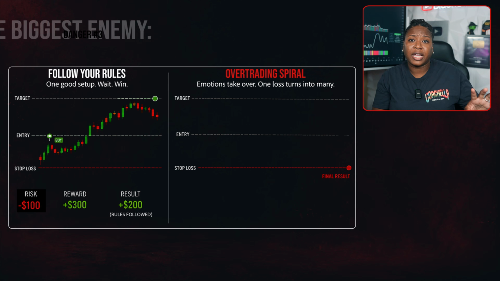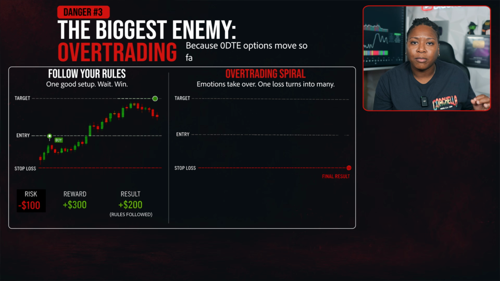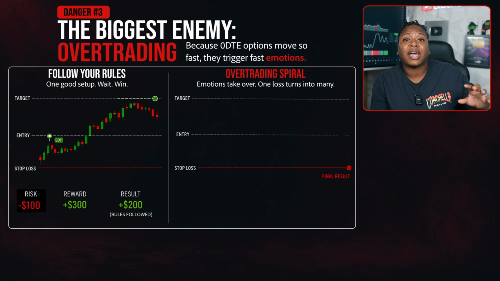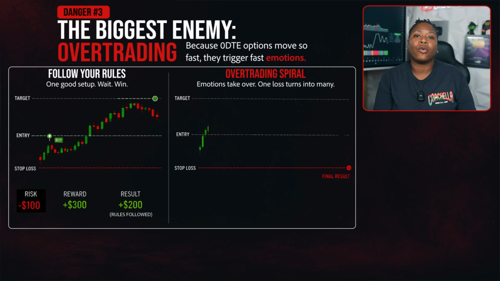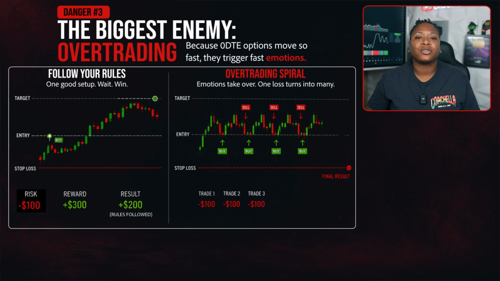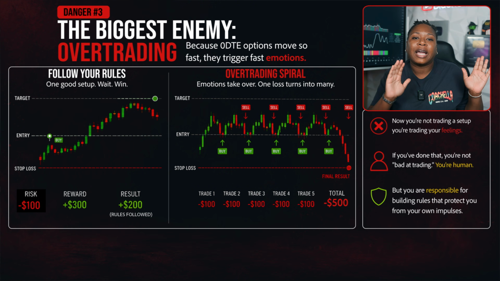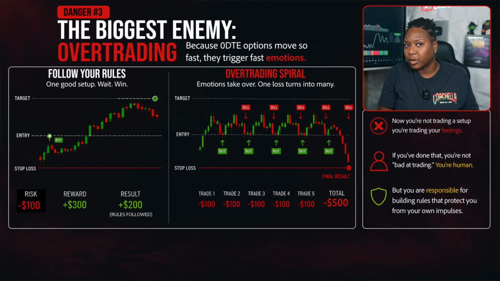Now, the third danger, the biggest enemy isn't even the charts, but it's actually overtrading. Because zero DTE moves so fast, it triggers fast emotions at the same time. So one loss turns into another entry, then another. And now you're not trading a setup. You're basically trading your feelings. And trust me, I've been there. And if you've done it, you're not bad at trading. You're just human. But you are responsible for building the rules that protect you from your own impulses.